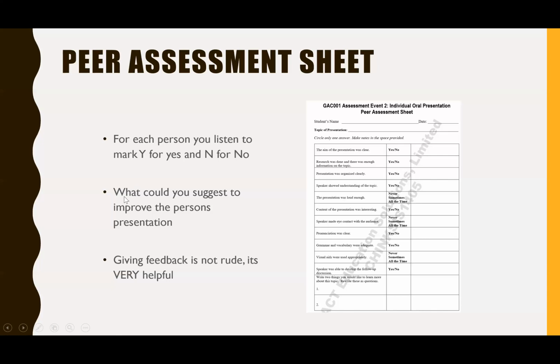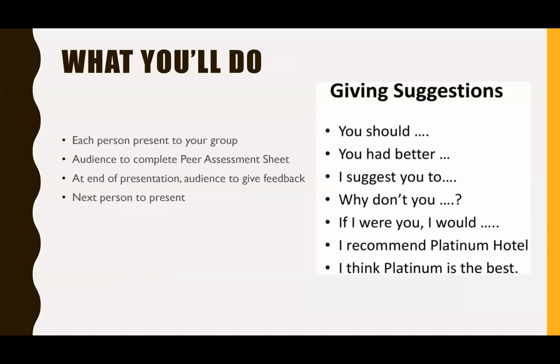At the end of the speech, I would like the other 2 or 3 people that listened to give feedback to the person. Giving feedback is not rude, it's actually very helpful. So if you're going to give feedback, you can use these kind of words. You should. You had better. I suggest you to. Why don't you? If I were you, I would. I'd recommend, or I think.